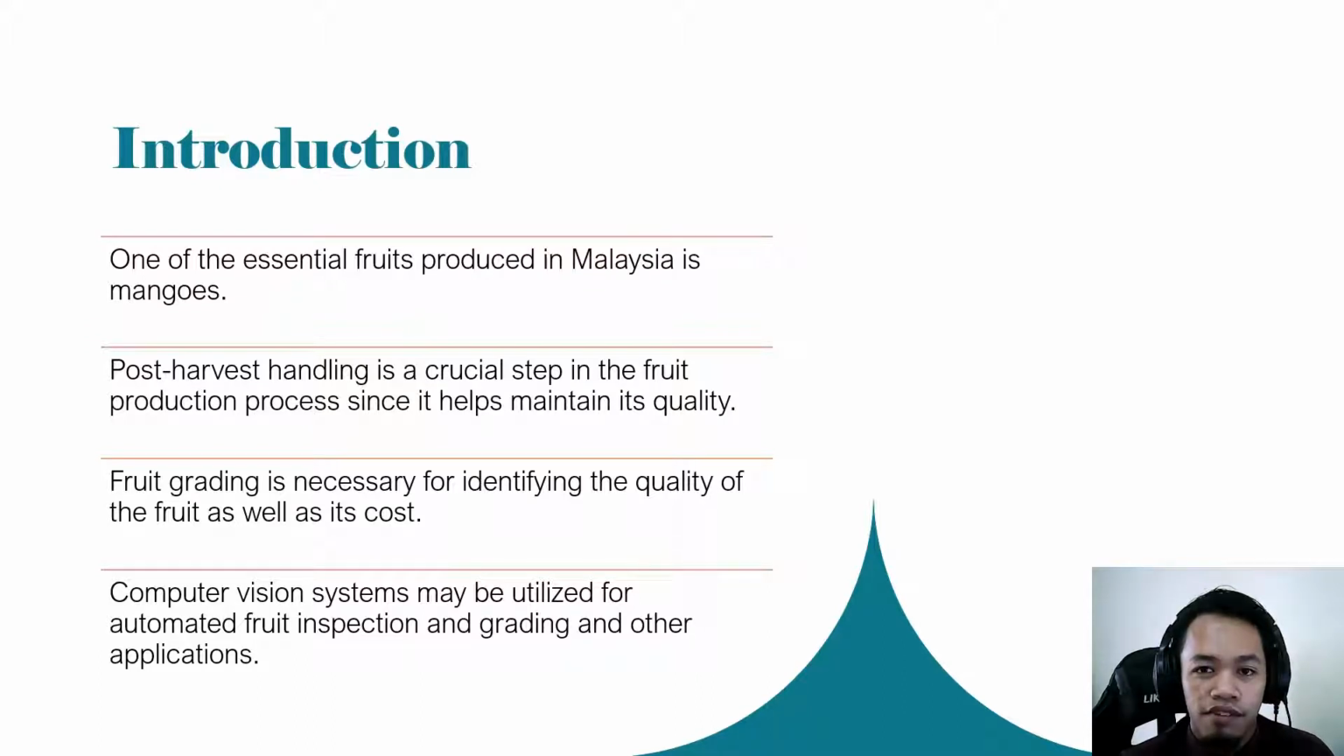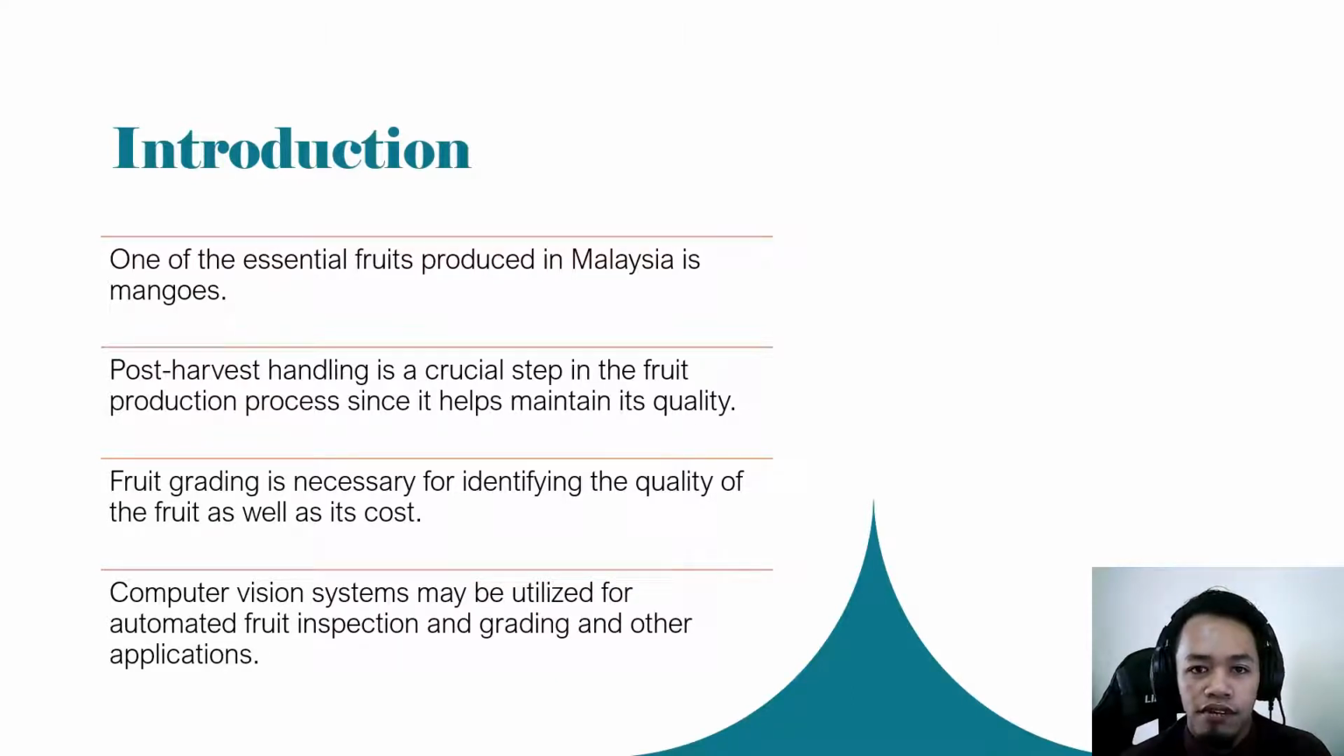One of the most essential fruits produced in Malaysia is mangoes. Mangoes were valued at 126,000 tonnes in 2002, representing a 12% share of the total export. For local farmers, this is a high value. Next, post-harvest handling is a crucial step in the fruit production process since it helps maintain quality. For example, cleaning, grading, and packaging are all part of the post-harvest handling process.